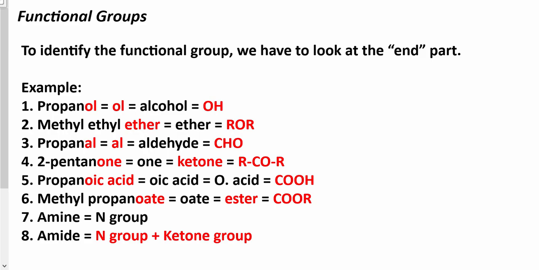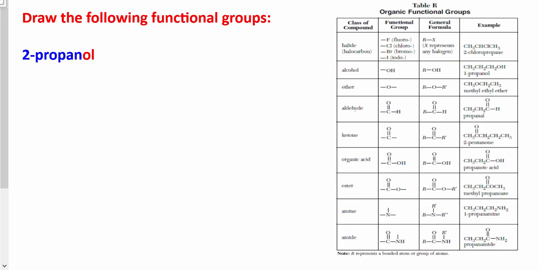So let's take a look at the example, and as we go through the example, you might understand it better. So the first example is given as 2-propanol. Notice how I highlighted the last two letters, OL, because it gives me an idea about the functional group. In this case, the functional group is going to be alcohol. So always use reference table R when you're solving organic chemistry questions.